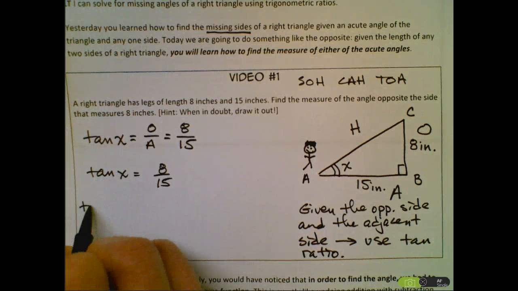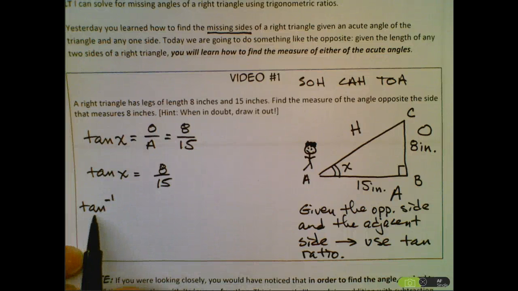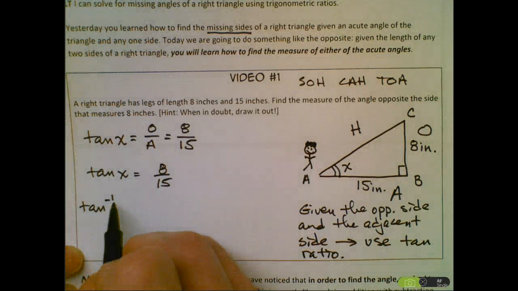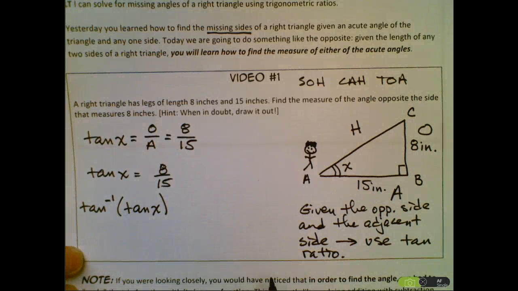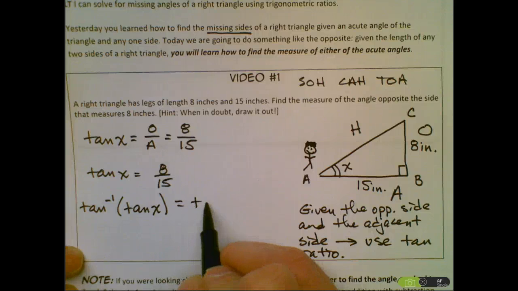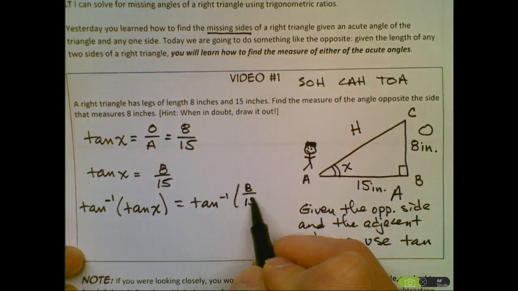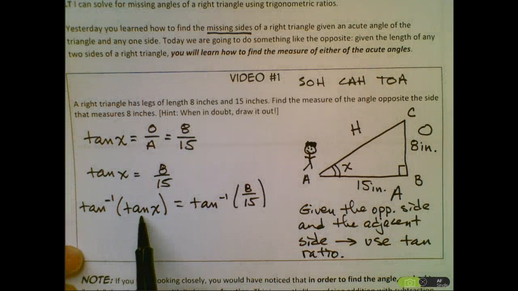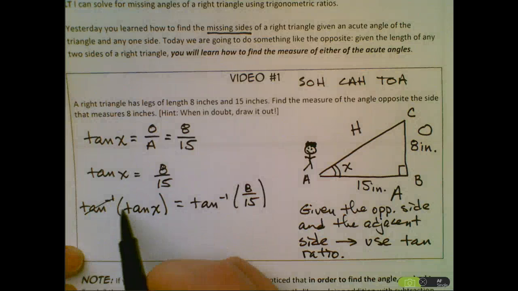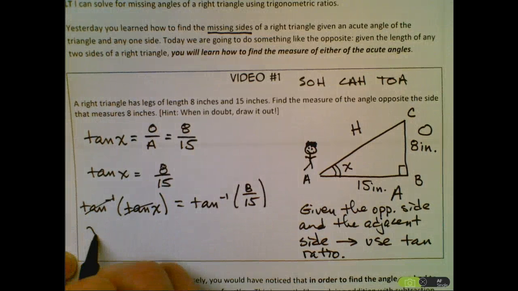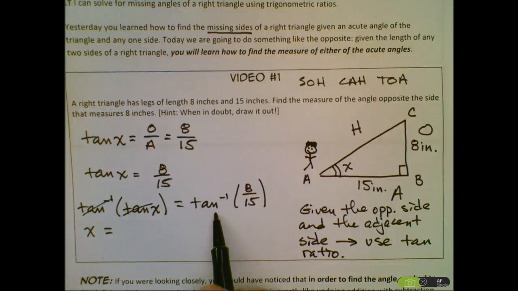So we literally take the inverse, tan inverse, this tan to the -1, we say tan inverse of both sides. So we're going to take the tan inverse of the tangent of X, and we're going to take the tan inverse of 8 over 15. So to undo the tangent of an angle, we do the tan inverse. So these are going to cancel each other out. So on this side we're left with X. And then this we have to plug into our calculator.